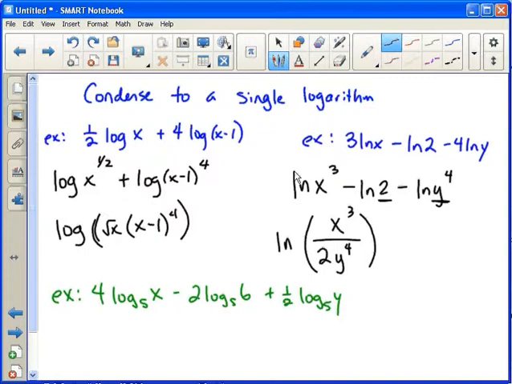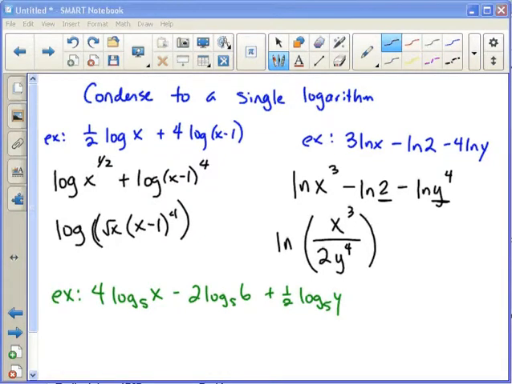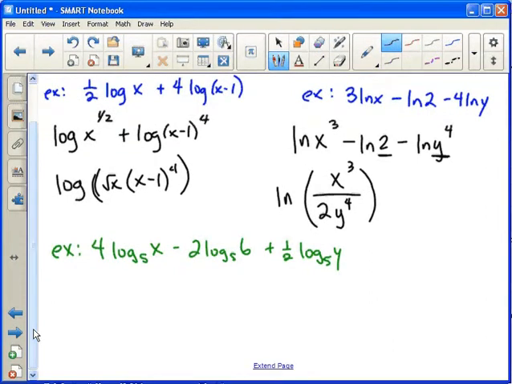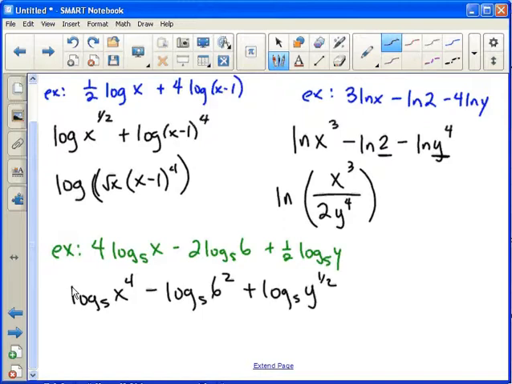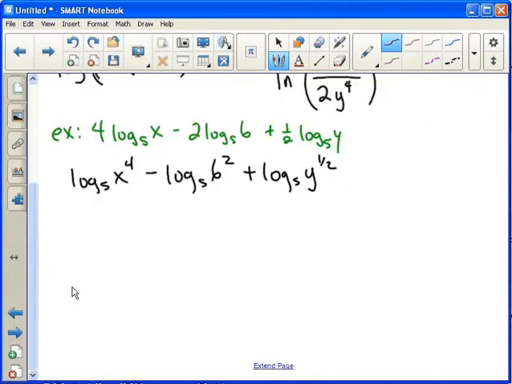Final example, right here in green. Remember to do it in the opposite order we did before. So take care of the coefficients first. Move them up. Log base 5 of x to the fourth minus log base 5 of 6 squared plus log base 5 of y to the 1/2. Okay, remember, anything that's positive goes on top, anything that's negative goes on the bottom. So we will have log base 5 of, on top, we'll have x to the fourth and y to the 1/2, where you can write that as the square root of y. On the bottom, we'll have 6 squared, which you could also just write as 36. That would be our final answer.